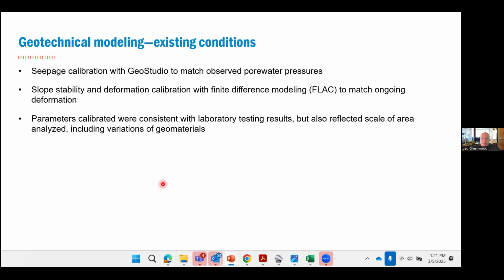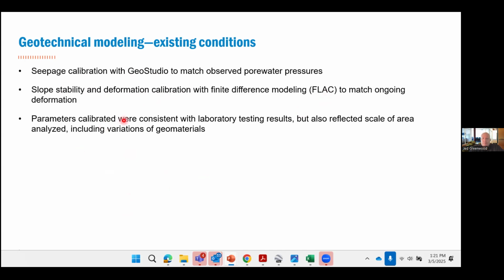So how did we analyze this? We did a seepage calibration with GeoStudio, SEEP/W. We wanted to match the observed pore water pressures from the piezometers. Once we had that calibration done, then we looked at slope stability and a deformation rate calibration in FLAC. And I'll talk about that more later.